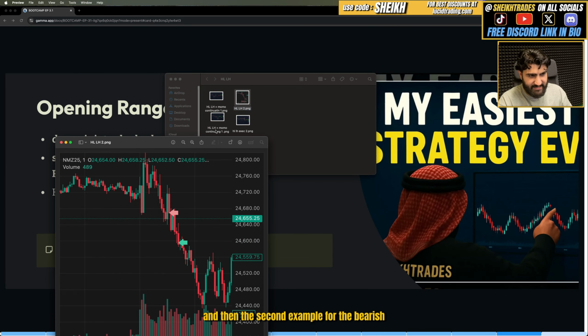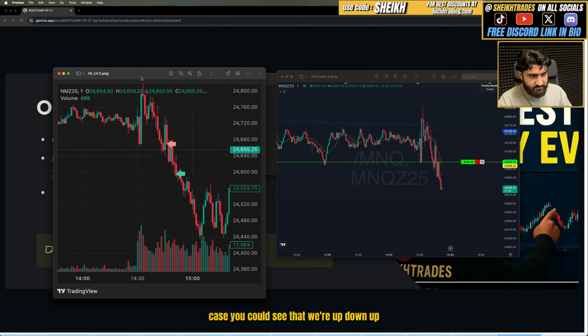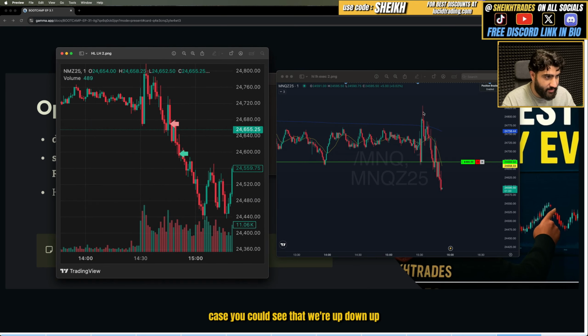And then the second example for the bearish case, you could see that we're up, down, up. This is our previous higher low. So this is our previous higher low. And if we continue, we're making higher highs and higher lows. That means we're in a bullish trend.